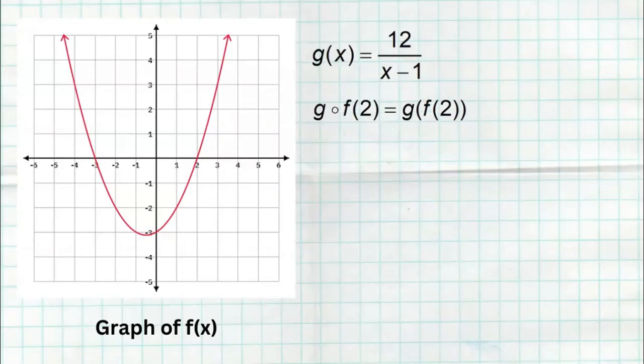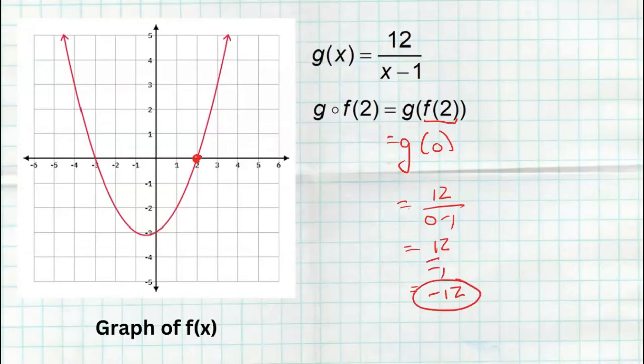Let's do another one with this graphing feature here. We have g composed of f of 2. Once again, we're going to start with f of 2, and for that, I'm going to have to look at my graph. f of 2 appears to be 0 right here. So I get g of 0. Again, the output for f of 2 was 0, and that output is now my input. g of 0 is going to be 12 divided by 0 minus 1, and that's going to be 12 divided by negative 1, which is, of course, negative 12. Again, not too bad.